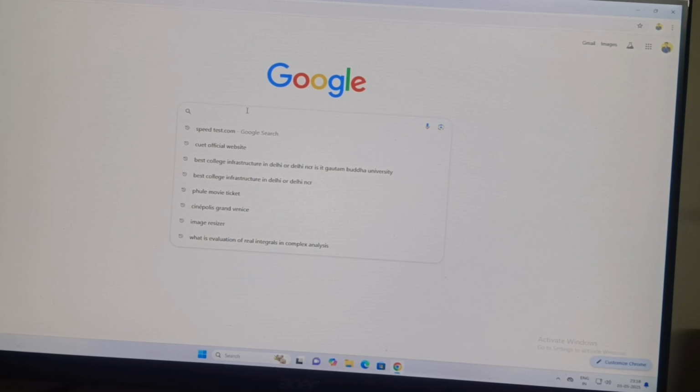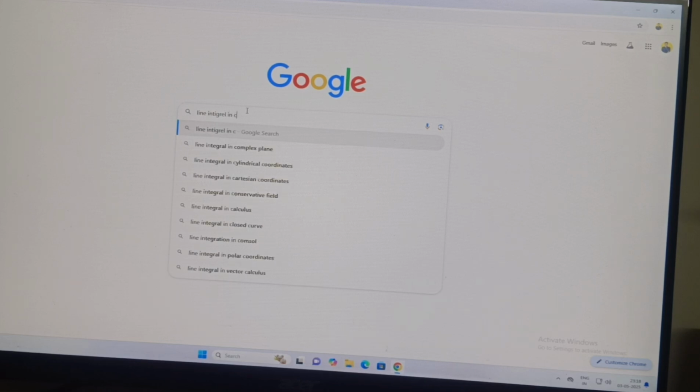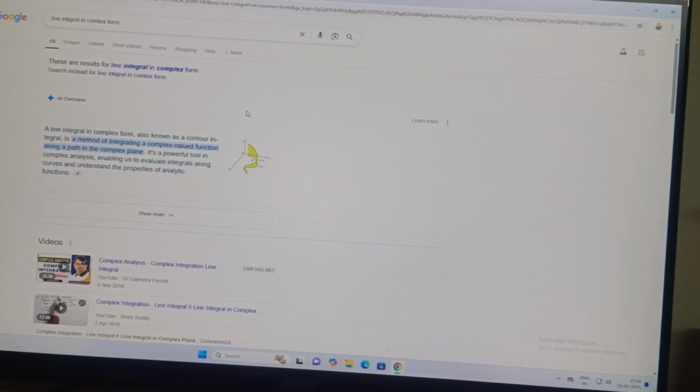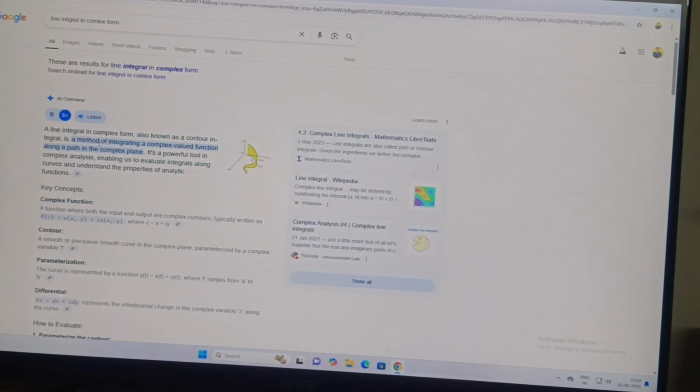Let's search line integral in complex form. Okay, as we can see, a line integral in complex form is also known as the contour integral. So a line integral is also known as contour integral.